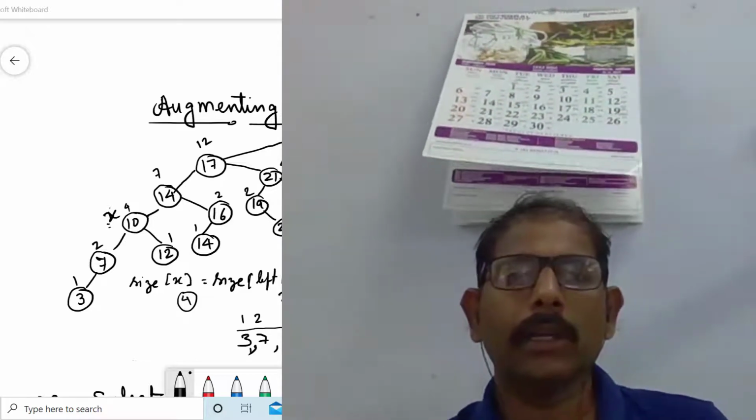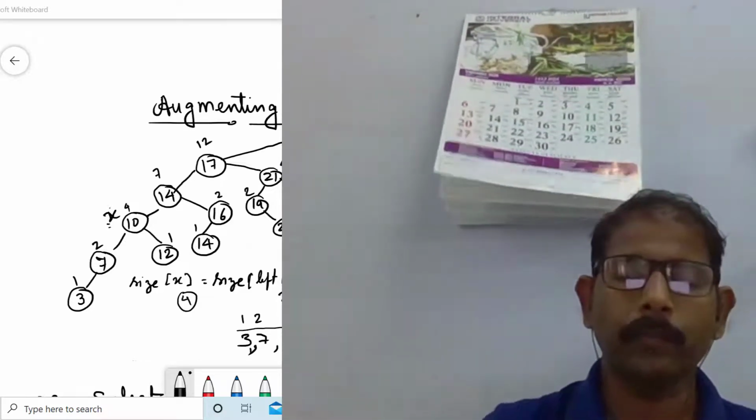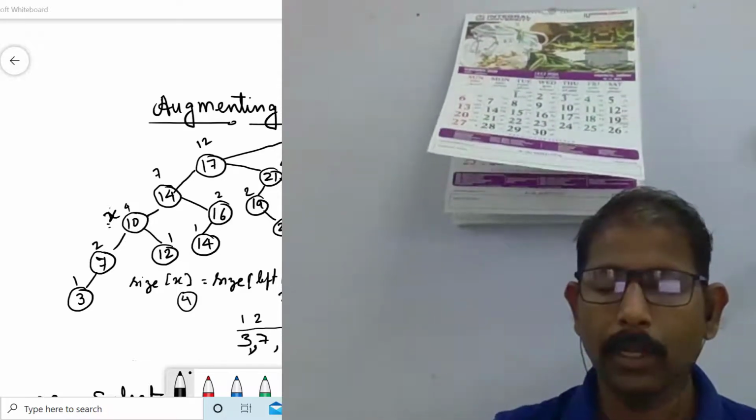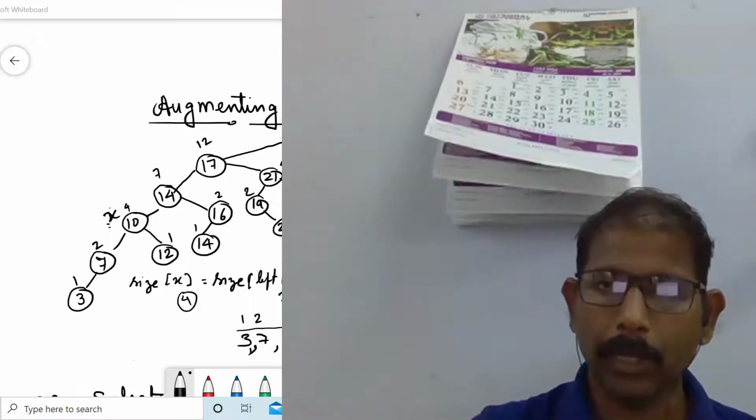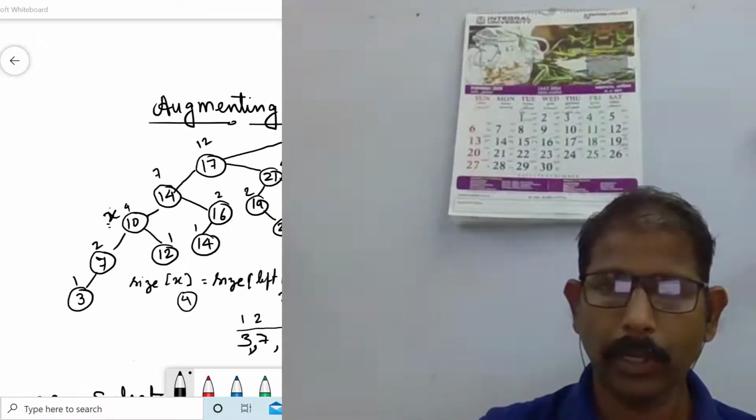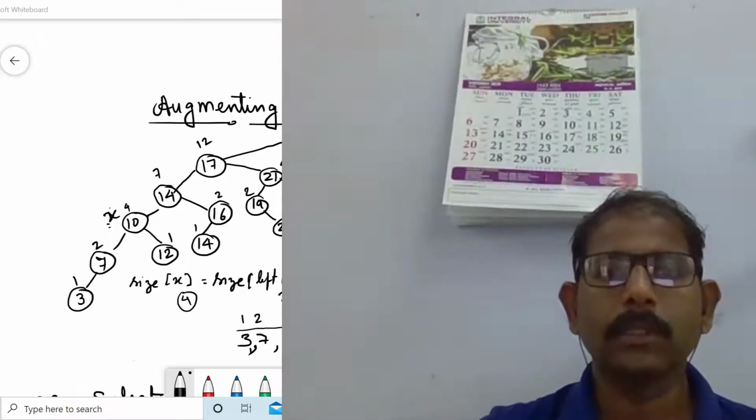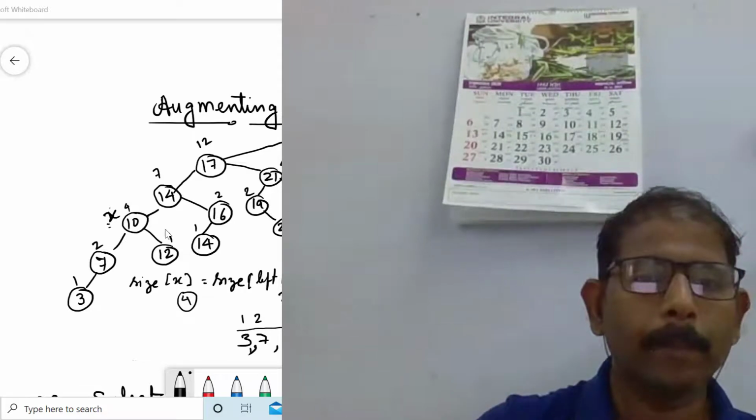More topics: augmenting data structures, which is also implemented on the red black tree, and actually the calculation of the maxima and minima of the elements. So for that purpose, here we have made a red black tree.